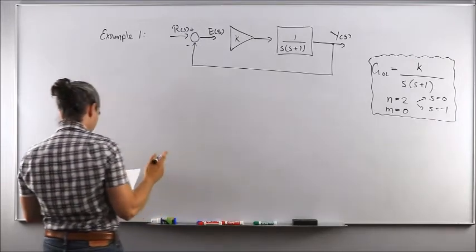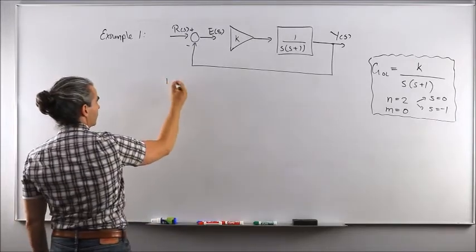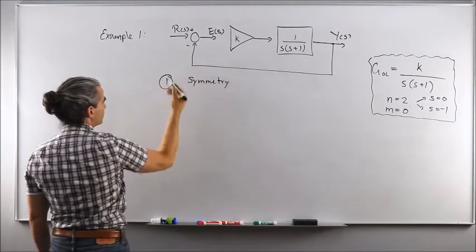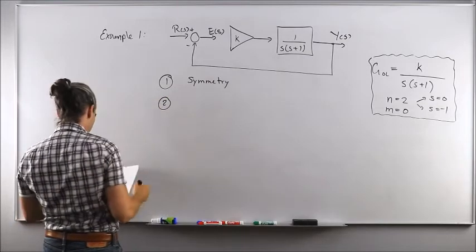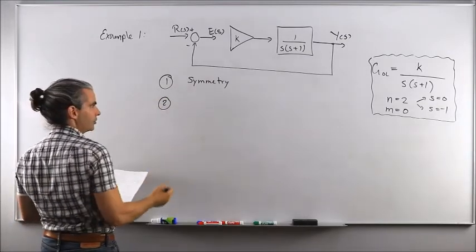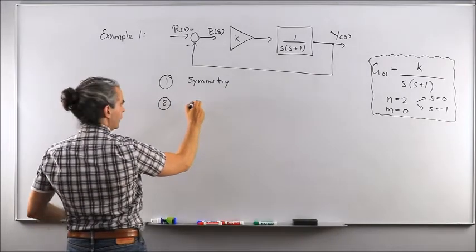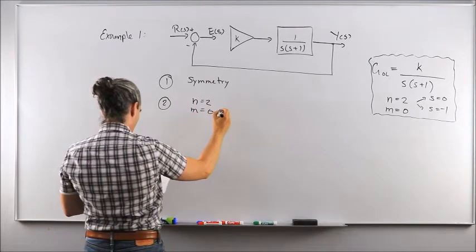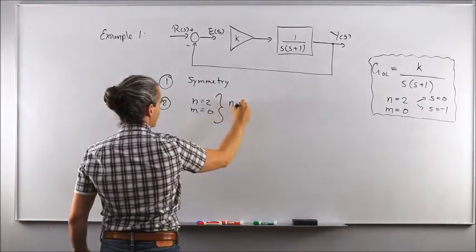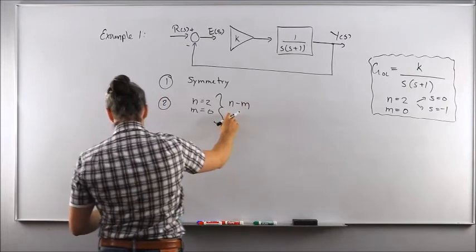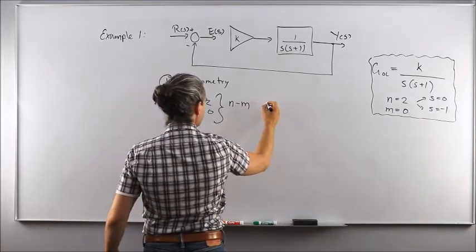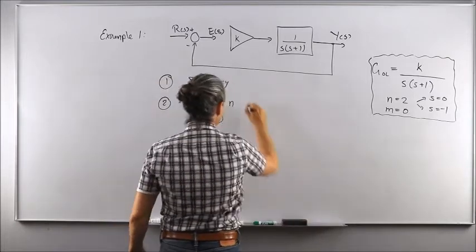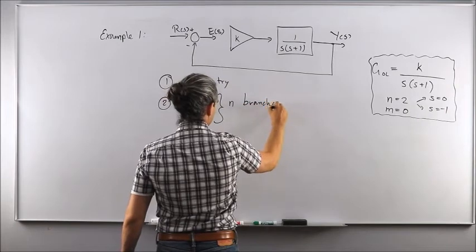Okay, step one. Well, this is the reminder about the symmetry of the root locus. Got it. Let's move on. On step two, how many branches do we have? We have n equals 2, m equals 0, and therefore n minus m is going to give me 2 branches. Or, sorry, n branches. Like that.